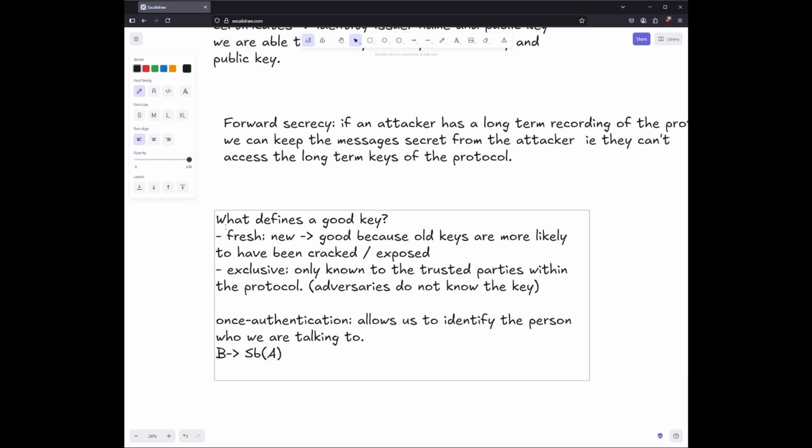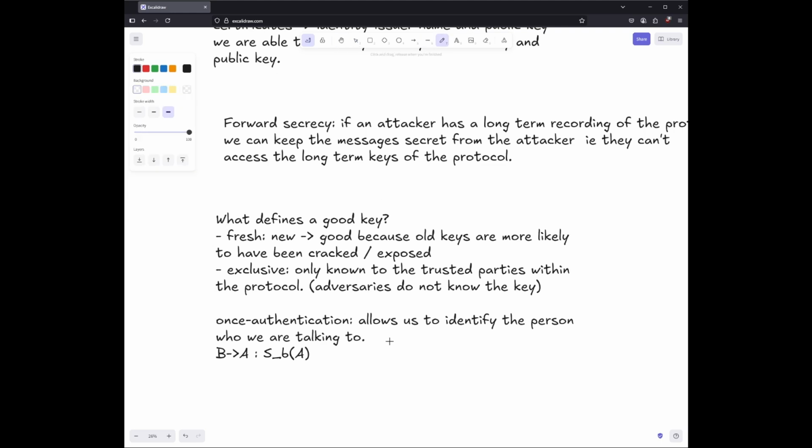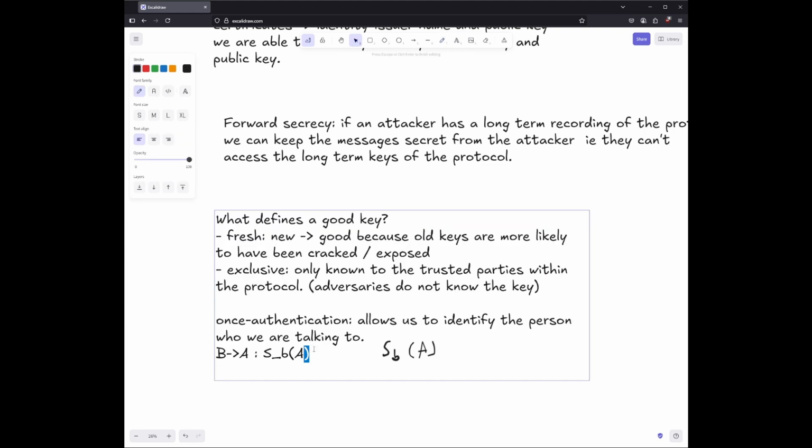Actually, let me do this. Okay, this. So B can send this signed message to A. This S underscore B actually usually looks like this: S, B, and then A. But obviously I can't do that with this text, so I'll do it like this.